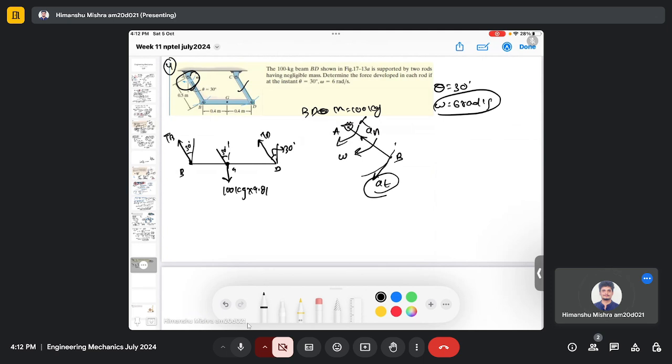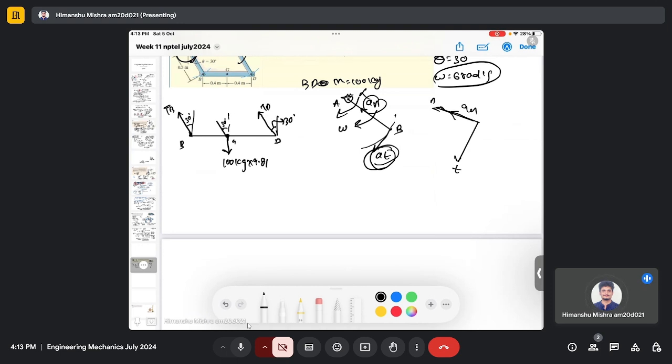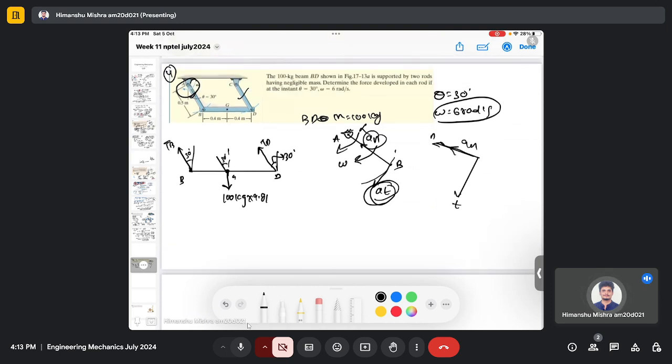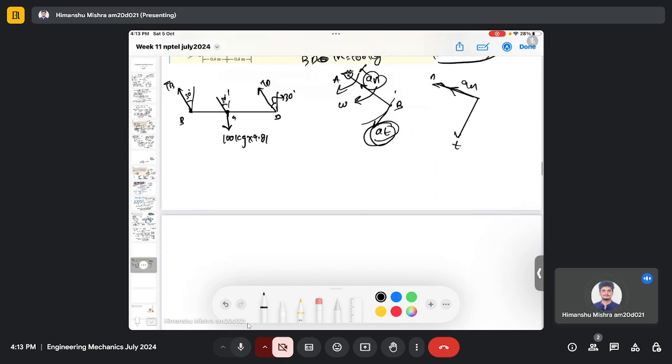So defining the coordinate system, this is my tangential direction and this is my normal direction. There is an AT in the tangential direction, and my normal acceleration is acting along my normal direction. So we will do a similar thing. We will do the force balance analysis and the moment balance analysis to determine the unknown quantities. First, let's do the force balance analysis in the normal direction.